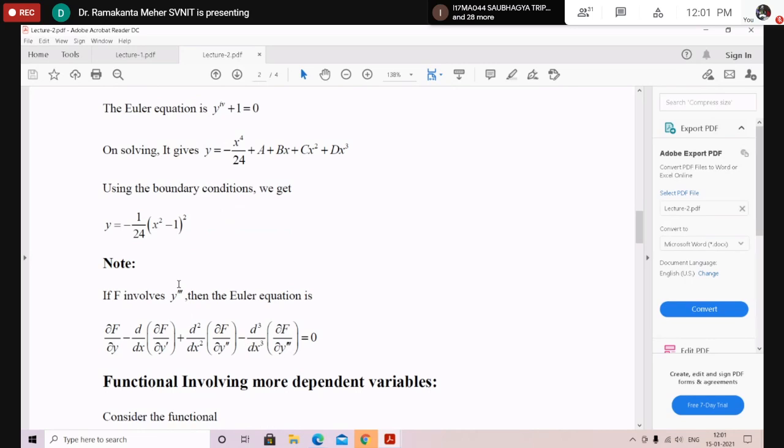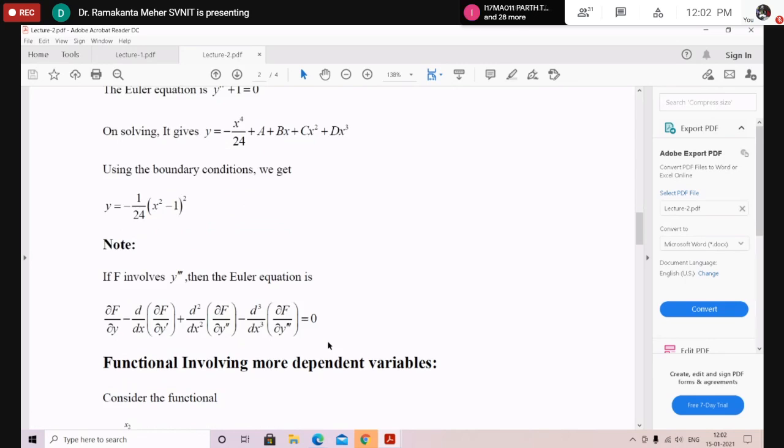Now, the question is that if we take an yn here, we can write the last term as d^n by dx^n of del f by del yn. If you see the signs associated in the Euler equation, they are of opposite sign: first one negative, positive, negative, positive, and so on. Where there is an even order, the sign will be positive, and where there is an odd order, the sign will be negative. In the same way, we can set up an Euler equation of a function which contains derivatives up to nth order.